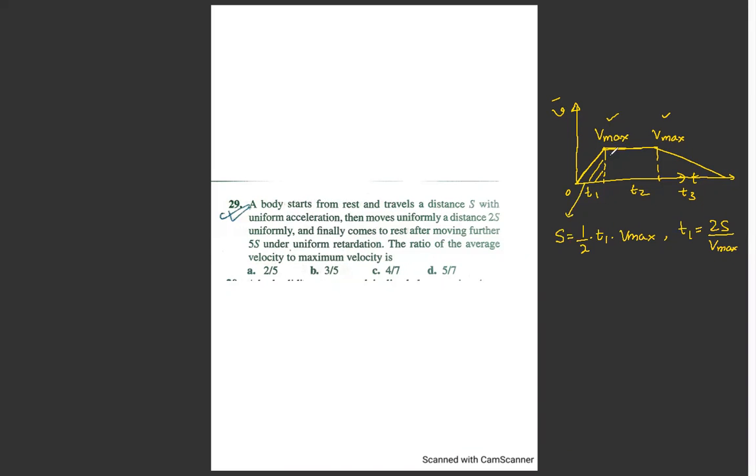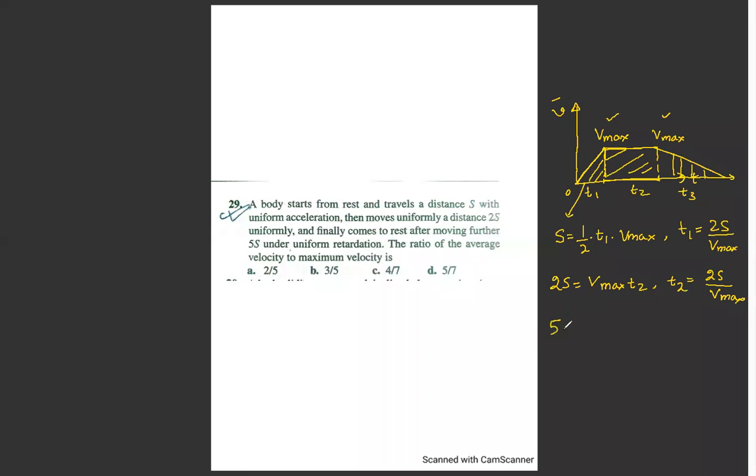Similarly, I will write for the area of the second part. How much distance is it covering? 2s. So 2s is equal to the area of this part. This length is t2 and this height is Vmax. So directly we can write 2s is Vmax into t2. So t2 is equal to 2s by Vmax. Can you see that t1 and t2 have become equal actually?